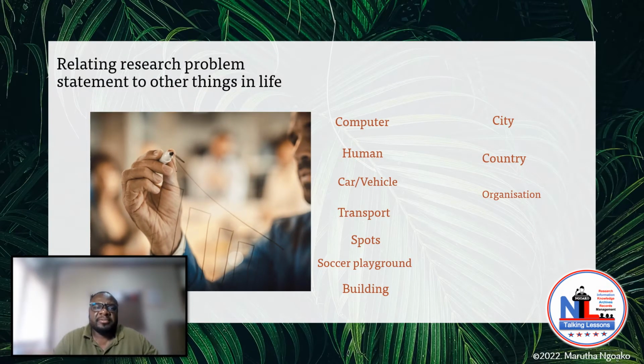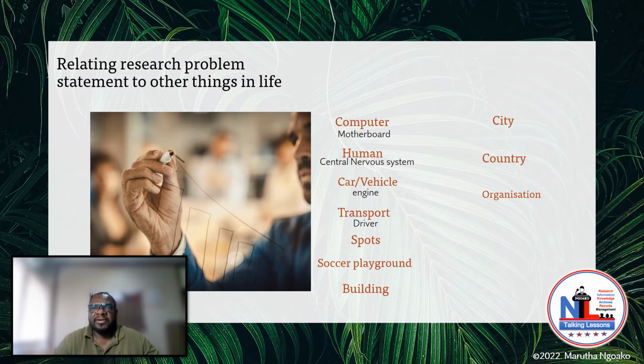So, relating the research problem statement to other things in life. In a computer, like I said, I'll refer to a research problem as a motherboard, because the motherboard is the center of everything in the computer. And in any human being, like I also said, the central nervous system is the center of everything to the whole system in the human body. And in a car, the research problem will be referred to as an engine, because no car movement or operation is possible without the engine.